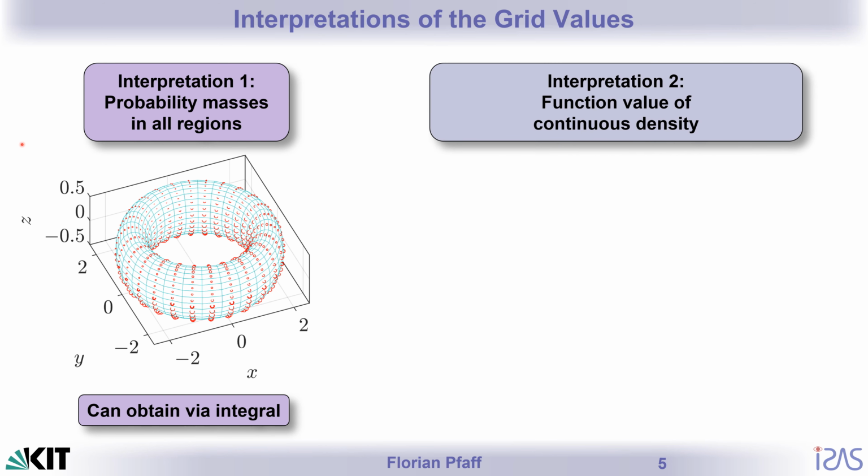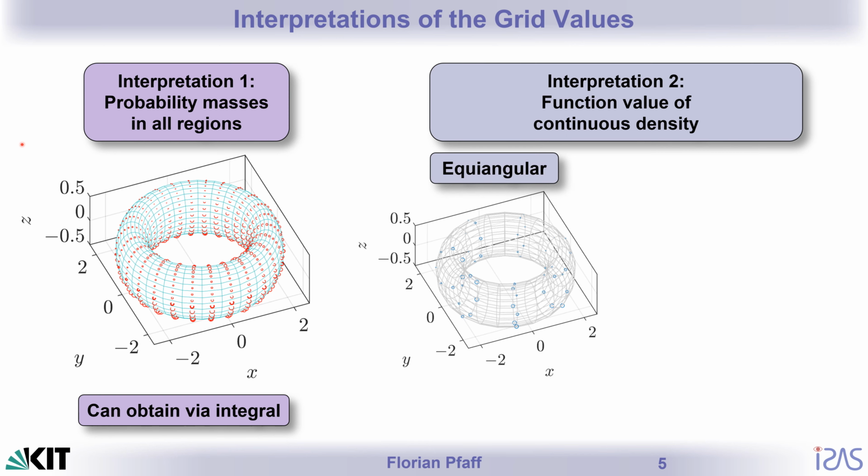Then the second interpretation that we focus on is that we say it's the function value of a continuous density at certain points. Well, for this you have to choose how these points are placed. You can place them equiangularly, so you see that there's a circle, there's a circle, there's a circle. So you have a grid on the rectangle 0 to pi, 0 to pi. We will consider that just in a minute. And you place them equidistantly in a regular grid. So you would have squares on the rectangle, and then you have such shapes on the torus.